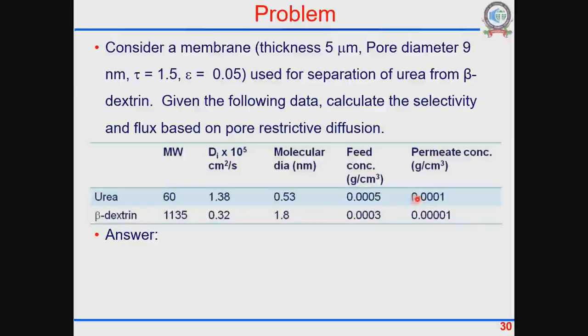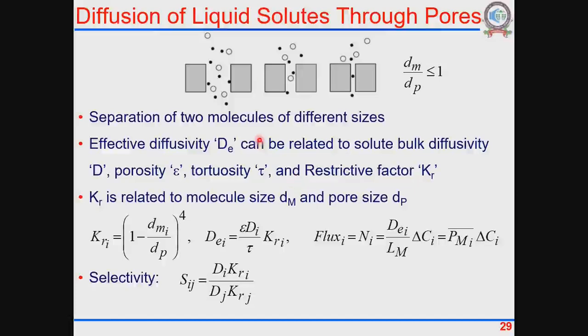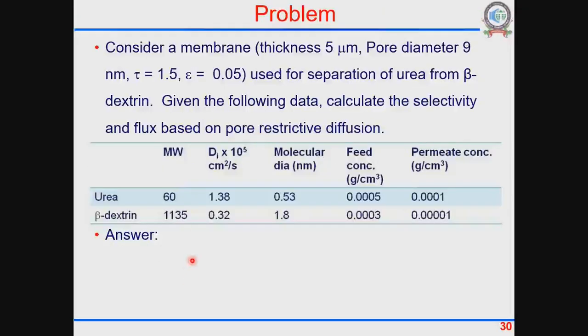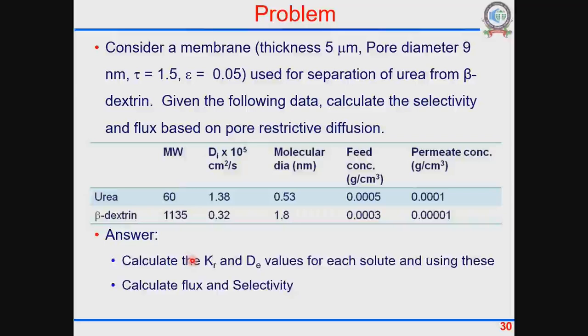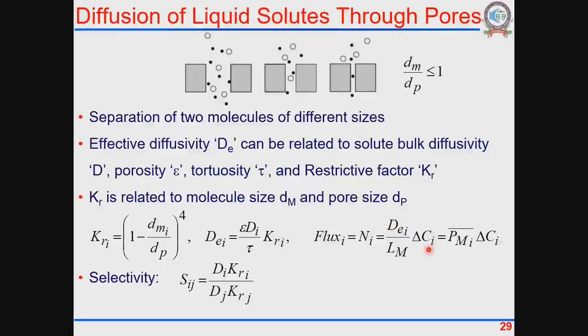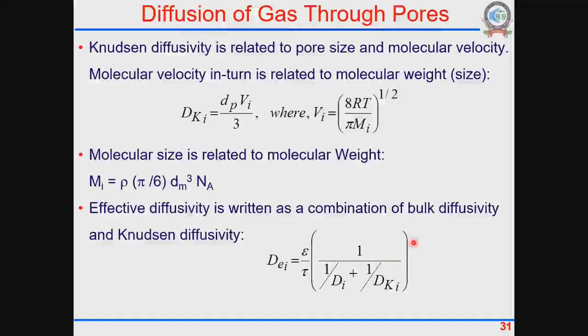The feed concentration and permeate concentration are here. I would like you to calculate the selectivity and flux based on pore restrictive diffusion. Again, at this point you should pause this video, calculate the numbers for yourselves based on these formulae, and only then go ahead. So the solution methodology is: calculate Kr for beta dextrin, calculate Kr for urea, calculate the effective diffusivity for both components, urea and beta dextrin, take this concentration difference, and then use this formula to calculate the flux and selectivity.